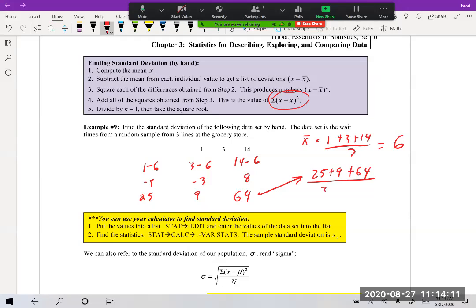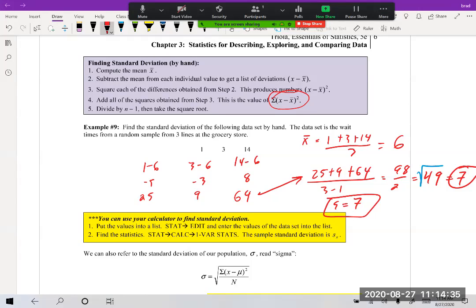So n minus 1 would be 3 minus 1. So this would end up becoming 98 divided by 2, which is 49. Okay, now it says take the square root of this, and this would become 7. So for this particular problem, the standard deviation, S, equals 7.